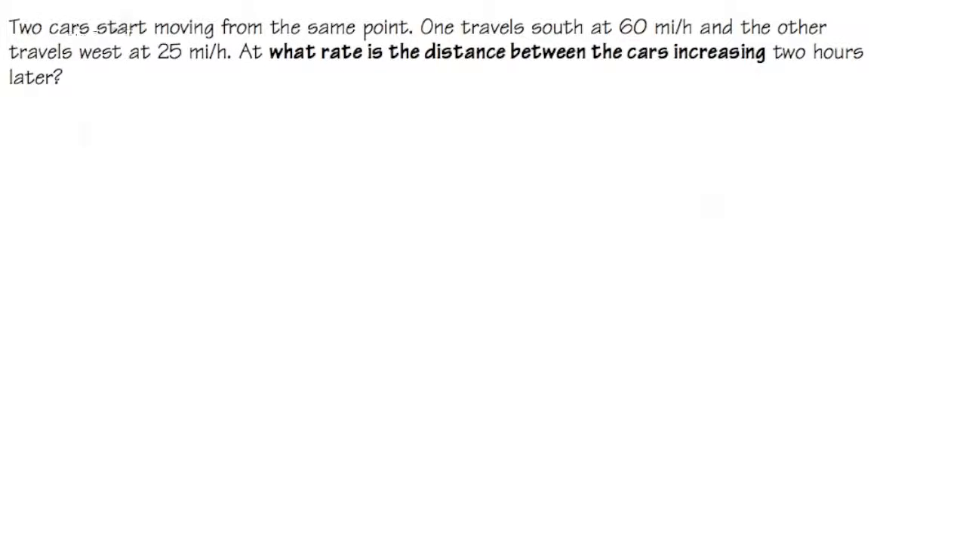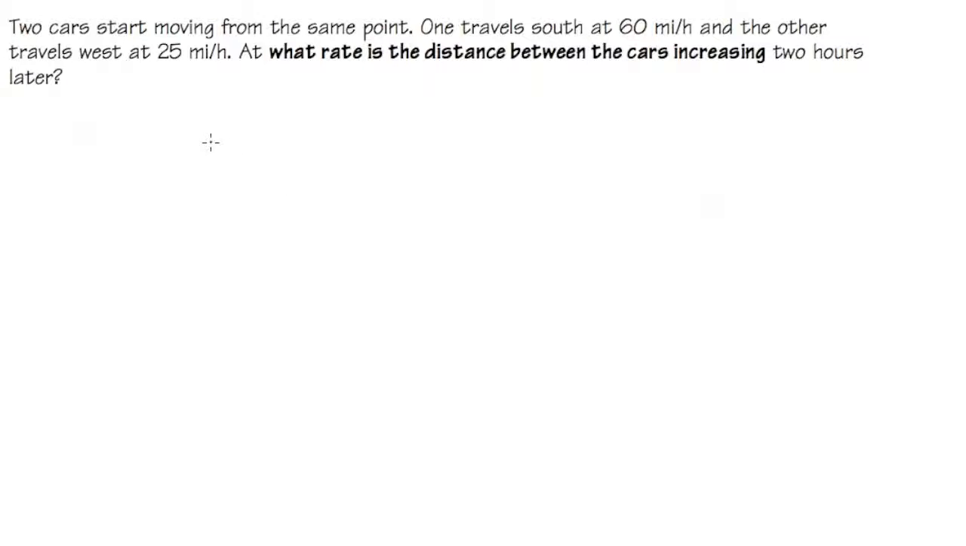Okay, so here we have two cars starting moving from the same point. One is going south at the speed of 60 miles per hour, while the other one is going west at the speed of 25 miles per hour. We would like to know at what rate is the distance between the cars increasing 2 hours later.